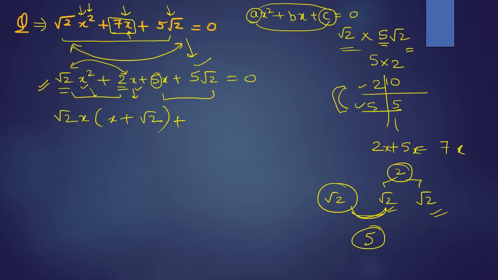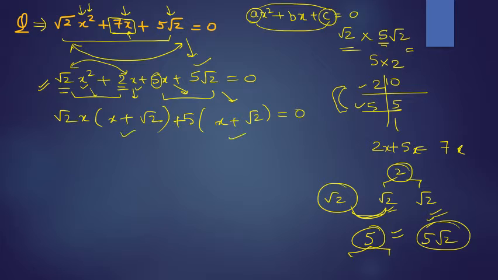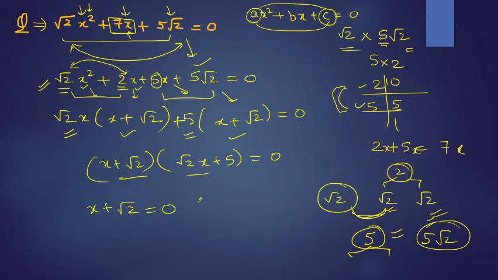For 5 and 5 root 2, you can easily see that 5 can be taken out as common, correct? What is left? x plus root 2, correct? So now you can see in the whole equation, x plus root 2 can be taken out as common. What is left is root 2x plus 5, correct? So because these are in product form, in one scenario you can have x plus root 2 as 0, in another scenario you can have root 2x plus 5 as 0.